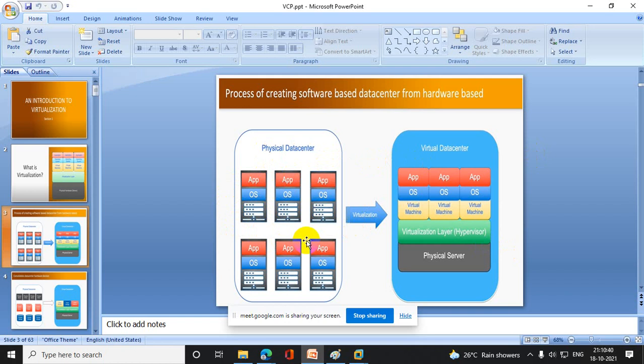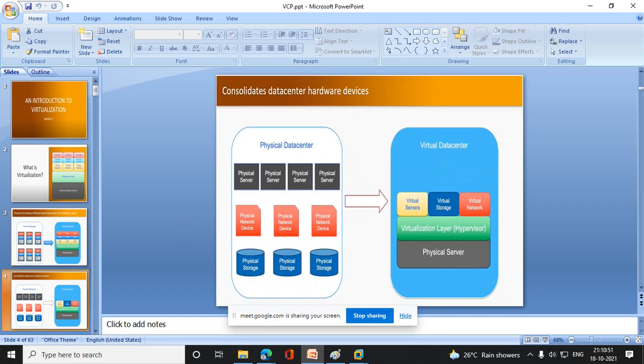Overall it's reducing the price. That is the process of creating a software-based data center from a hardware-based one. Right? Clear? Okay. Perfect.